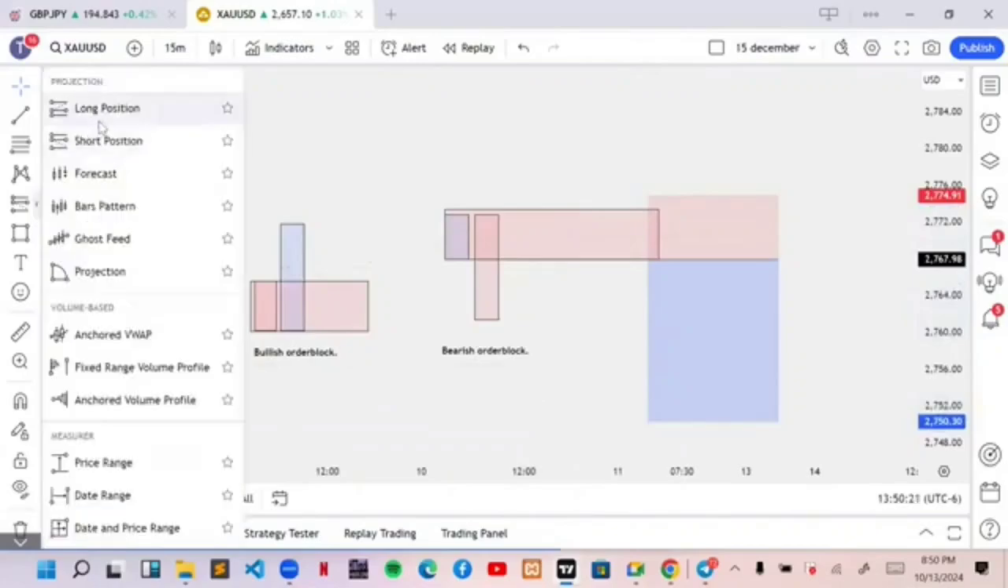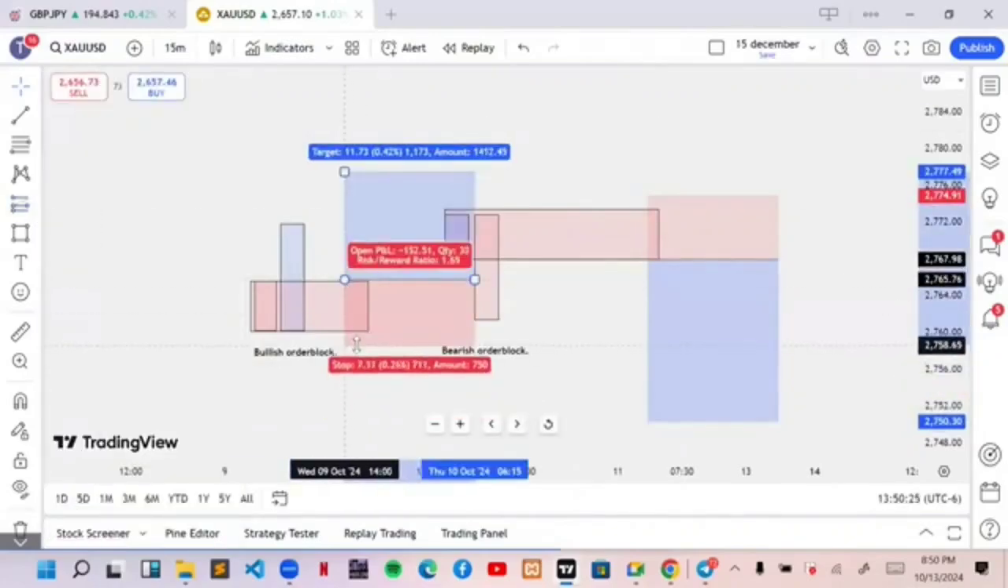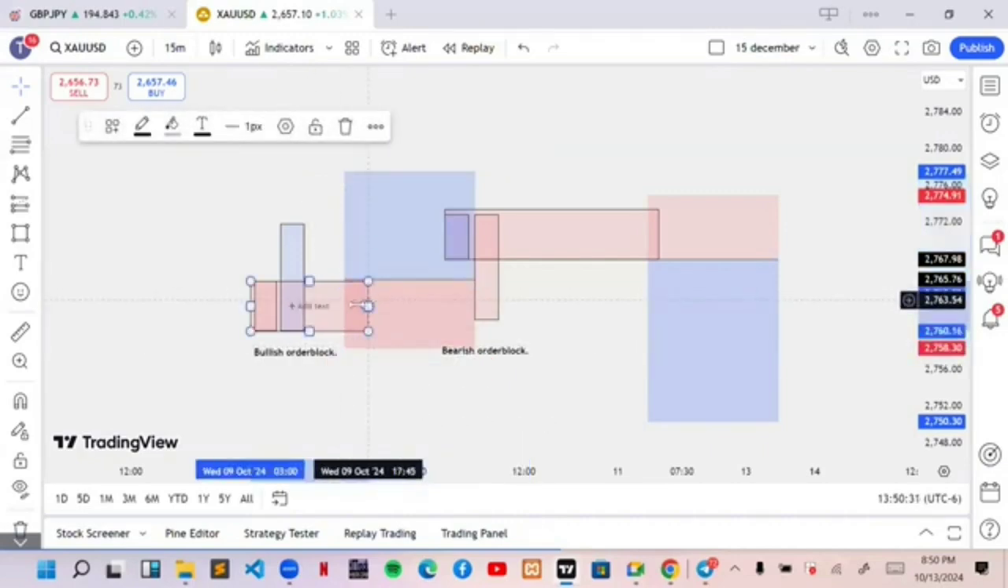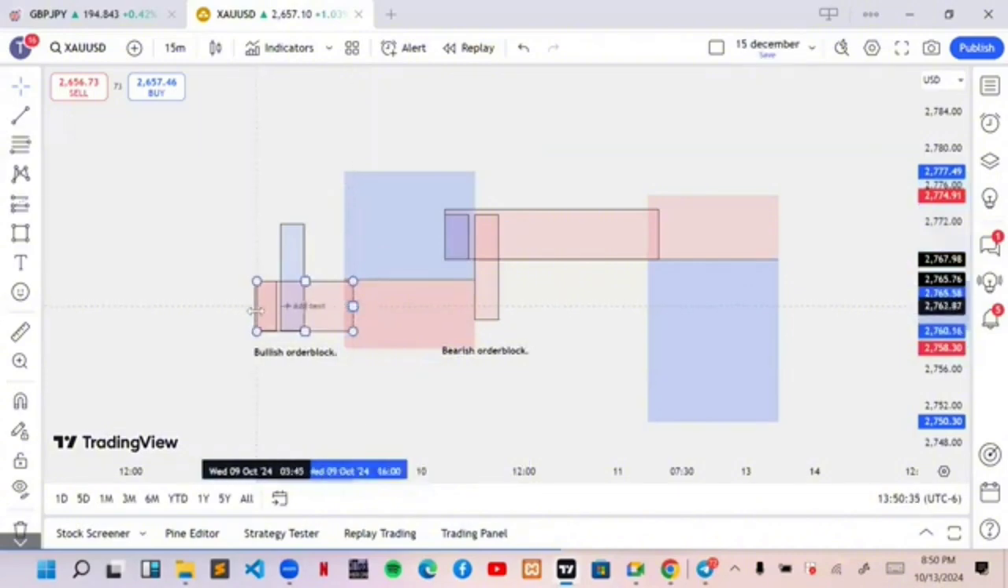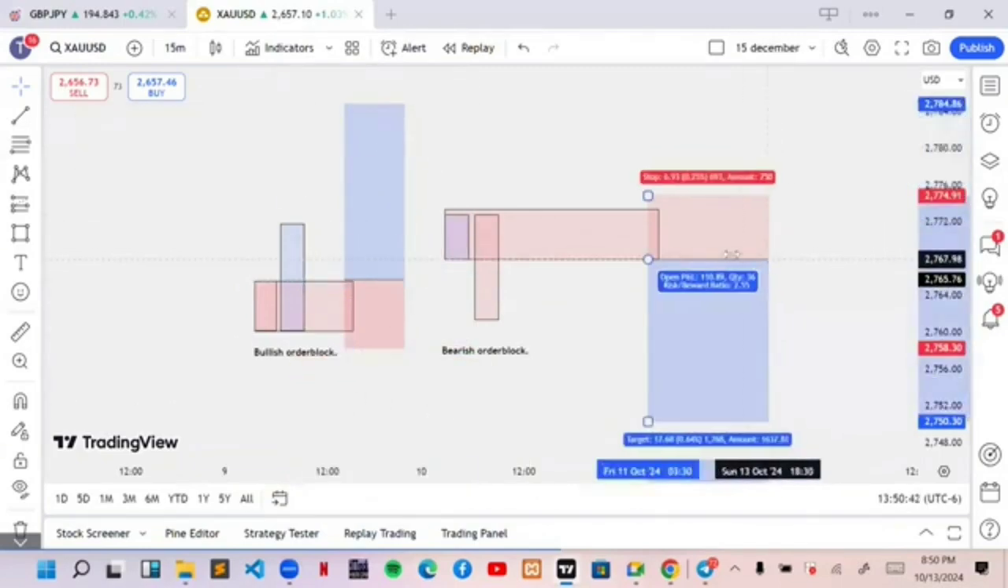Pick your buy from here, the demarcation, and put your stop loss just below. Because of spread, you can put it 4 or 5 pips below, just to be safe, from spread below that candle that you picked your entry from, that order block candle. So this is the bullish order block for taking buys, and this is the bearish order block for taking sells.